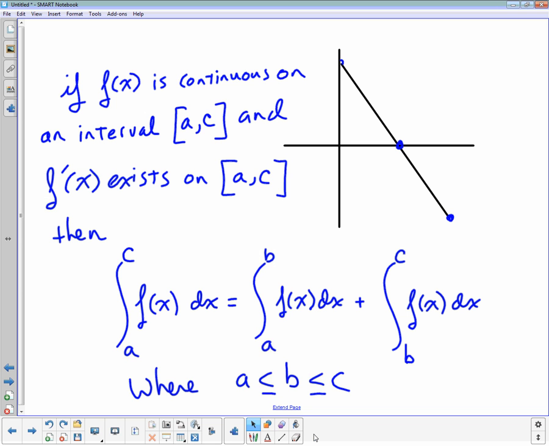So I'm just putting b somewhere in between them, and that means that I'm chopping my integral up into smaller pieces. Instead of going from a to c, I'm going to go from a to b first, and then from b to c.